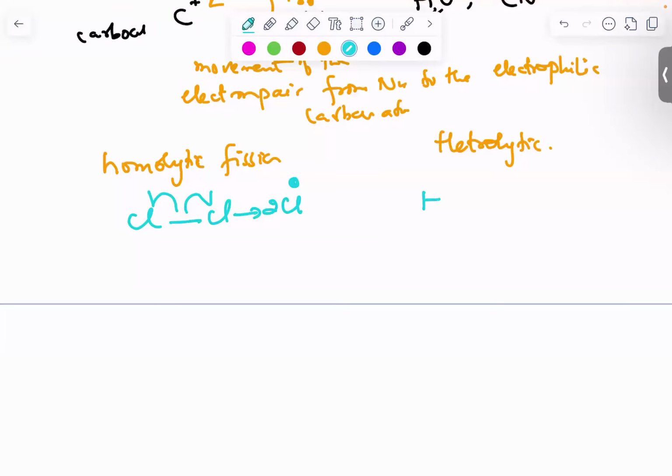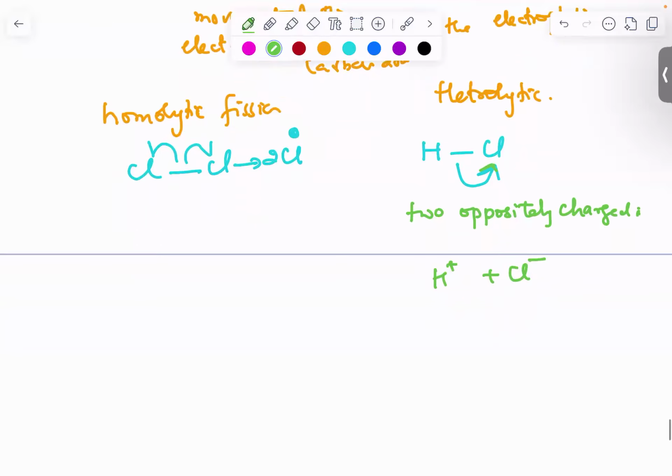However, heterolytic fission, which is depicted by a full-headed arrow, is going to produce two oppositely charged ions after breaking, like H positive and Cl negative. Then the other thing: homolytic fission involves UV light, and heterolytic fission does not involve UV light. It can take place, most of the time rather, at room temperature.